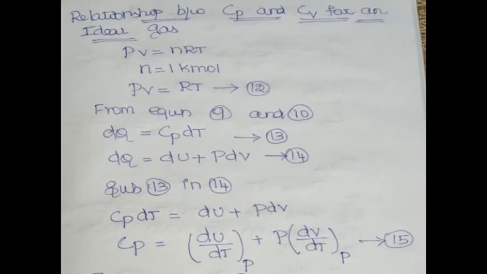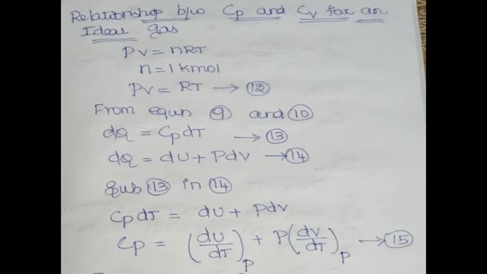From equations 9 and 10, dq is equal to Cp into dT. This is the 13th expression. dq is equal to dU plus P into dV. This is the 14th expression. The 13th and 14th expressions are taken from equations 9 and 10. Substitute equation 13 in equation 14: Cp into dT is equal to dU plus P into dV.